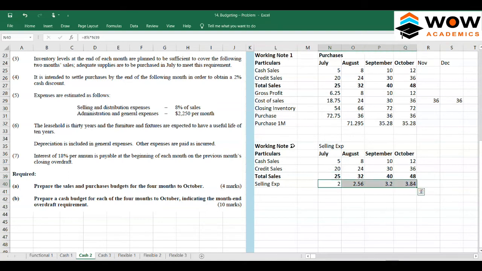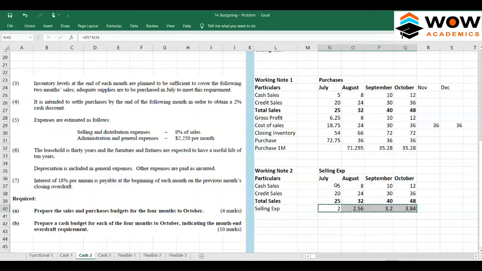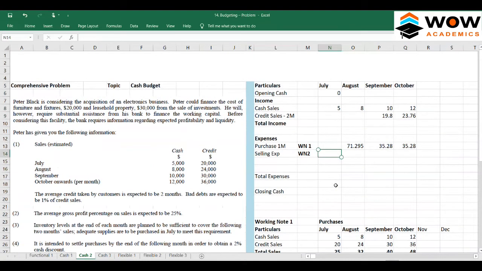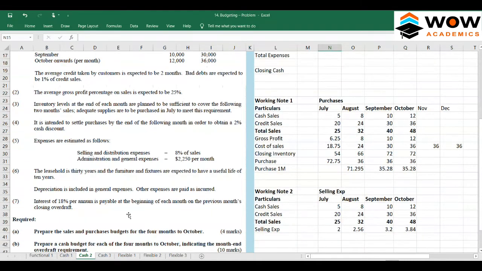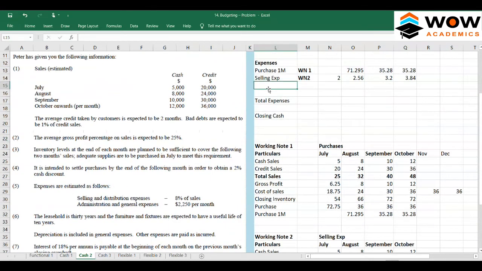So this is working note number 2. We'll just change that. So done. So what else do we have? We have administration, which is 2250. From this 2250, we have depreciation. So we have to first remove the depreciation or else we can't work it out. So I think we have to do another working note.